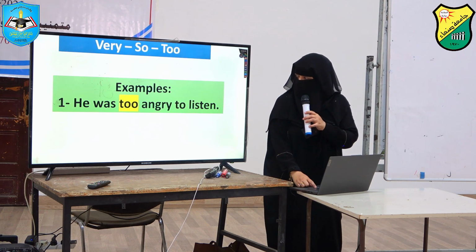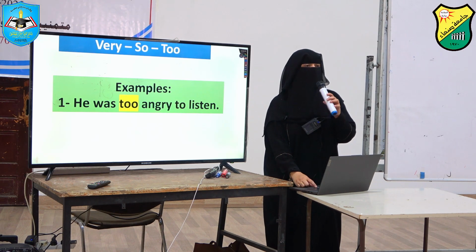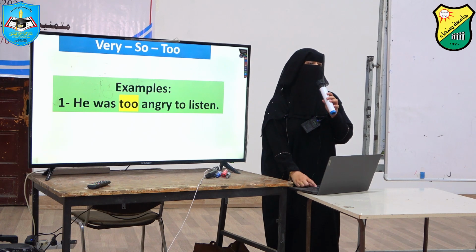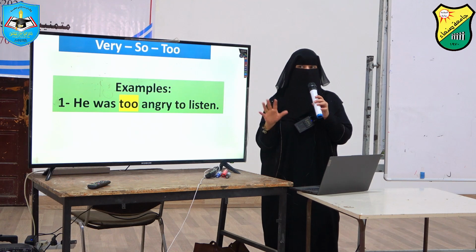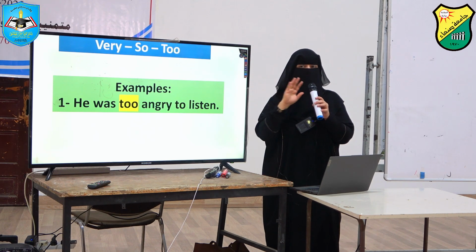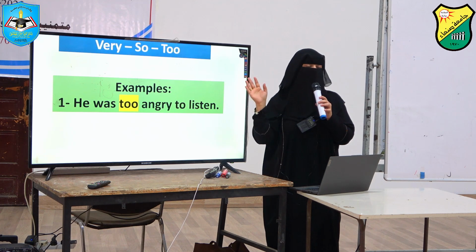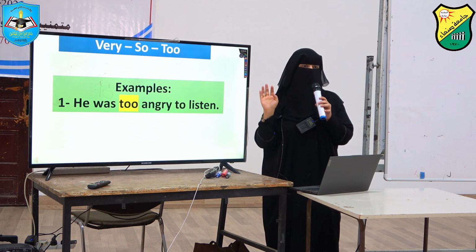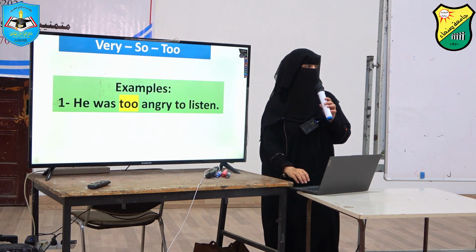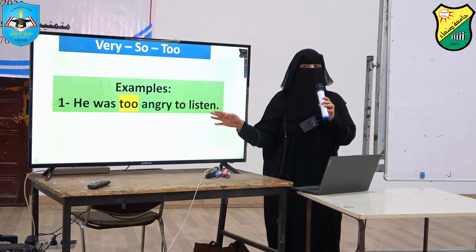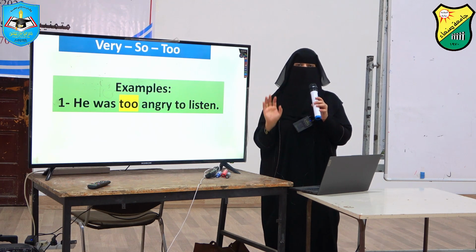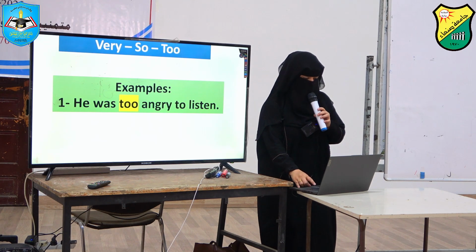He was too angry to listen. He was too angry to listen. It means he didn't listen to anything. Why? Because he was angry. He couldn't listen to anything. Sometimes this person doesn't listen to anyone. He just goes away. Negative meaning. If we say so or very, it can be, but the meaning is going to be different.